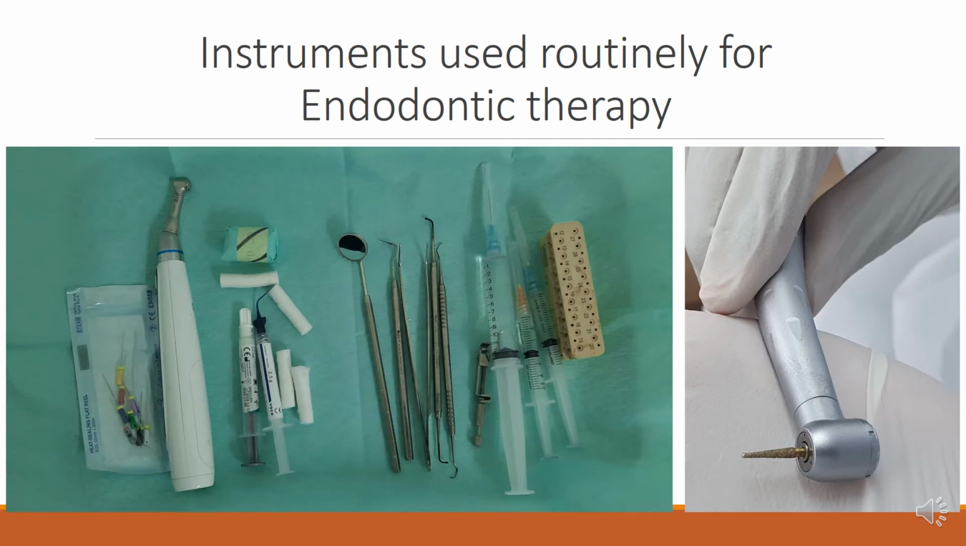So how about how to go about with your endodontic therapy? So these are the basic instruments which are used. So you can see your K files, you can see your endomotor. This is the cordless endomotor, which helps us to use the rotary files as well.